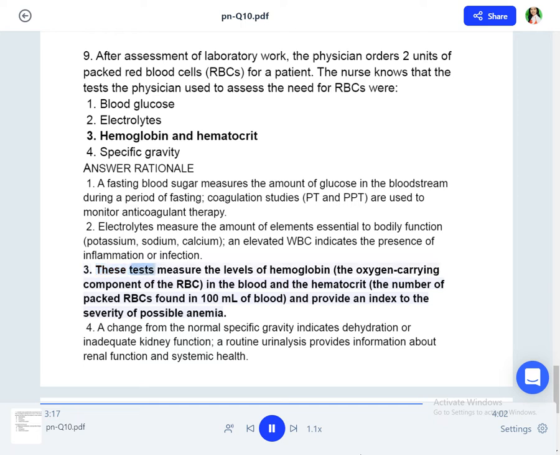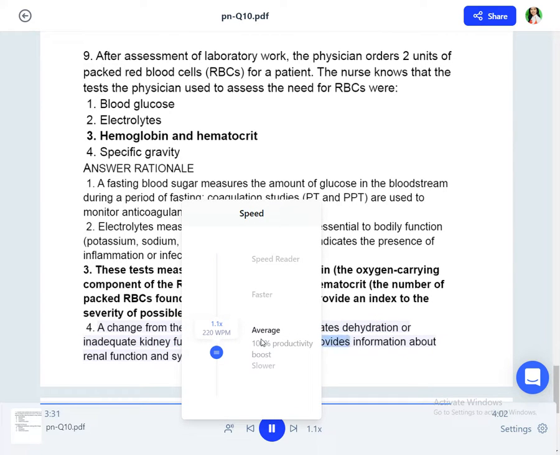3. These tests measure the levels of hemoglobin, the oxygen-carrying component of the RBC, in the blood and the hematocrit, the number of packed RBCs found in 100 milliliters of blood, and provide an index to the severity of possible anemia. 4. A change from the normal specific gravity indicates dehydration or inadequate kidney function. A routine urinalysis provides information about renal function and systemic health.